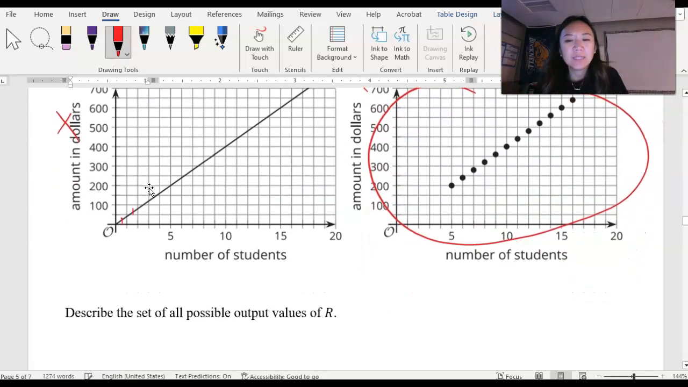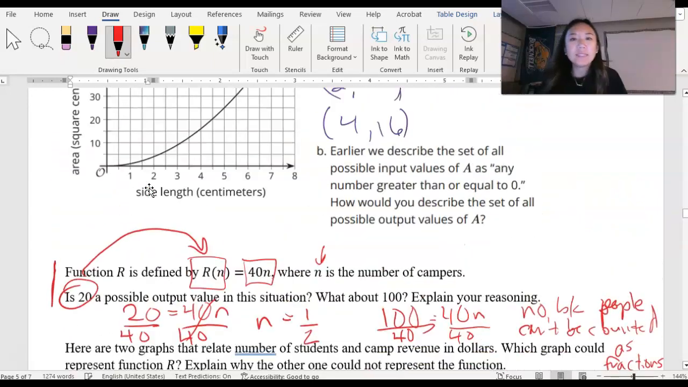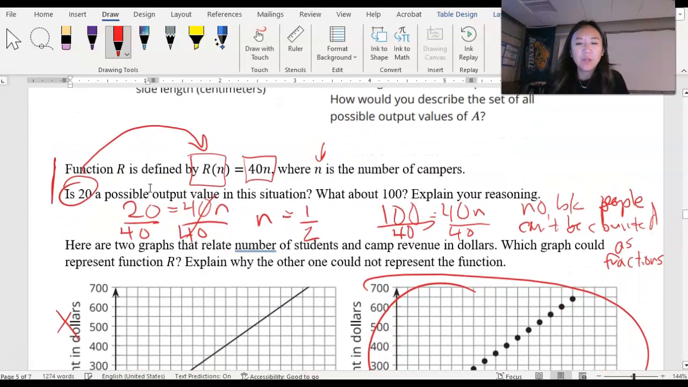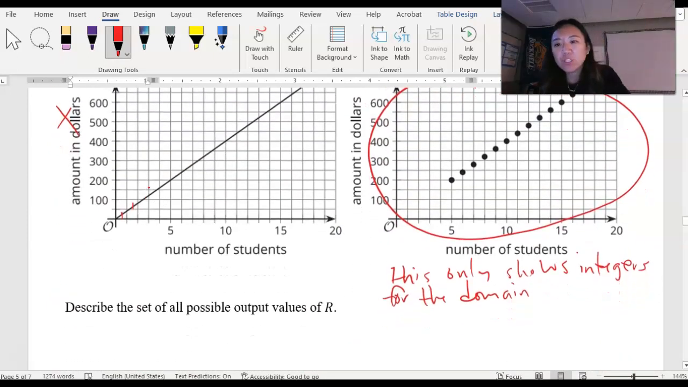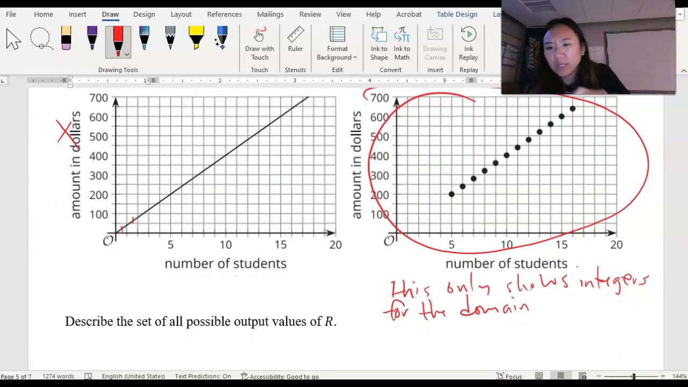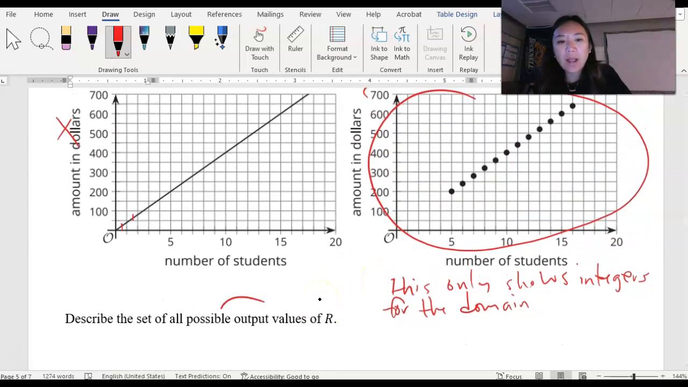And the reason is this only shows integers for the domain, as well as it meets the criteria of the number of campers that are allowed to attend this camp, right? Ranging from 5 to, I believe it's 16. Describe the set of all possible values of R for outputs.